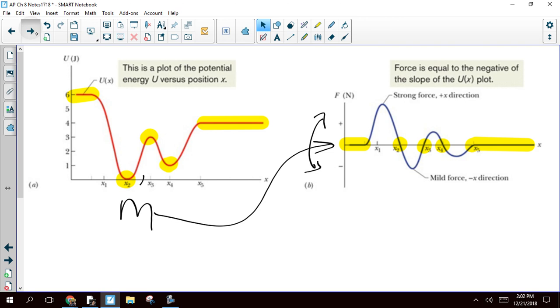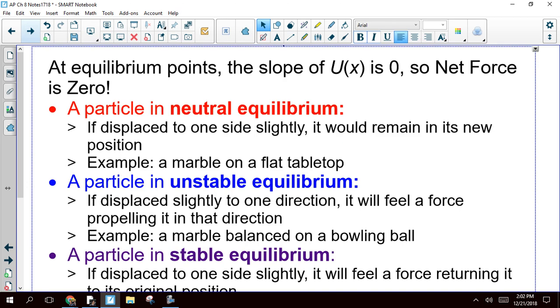All right, now, equilibrium points. So when you look at a potential energy curve, there are these things called equilibrium points, all right? Equilibrium points are points where the slope of the potential energy curve is 0. They're the points I just highlighted in yellow. Okay? Those are the points where your net force is 0. All right? There are 3 types of equilibrium. There's what is called neutral equilibrium, unstable equilibrium, and stable equilibrium.